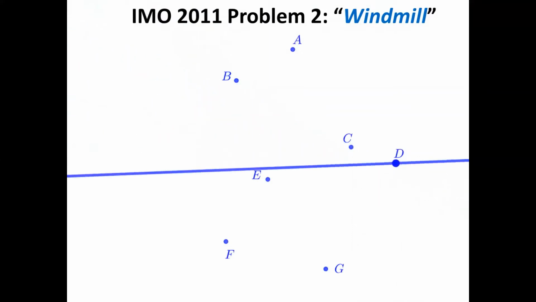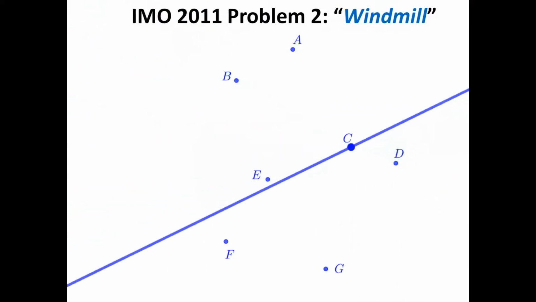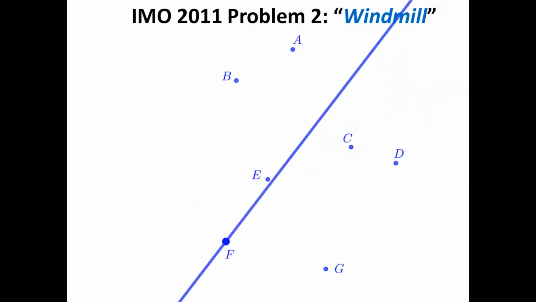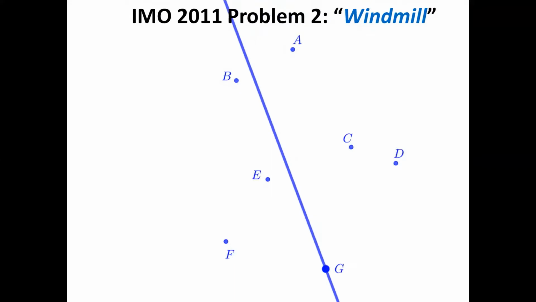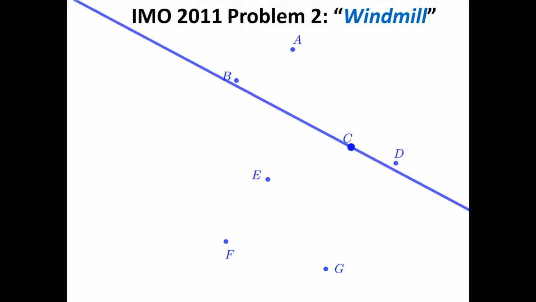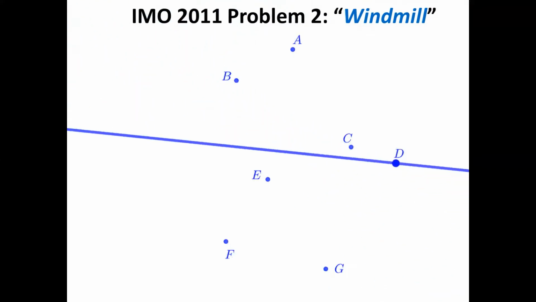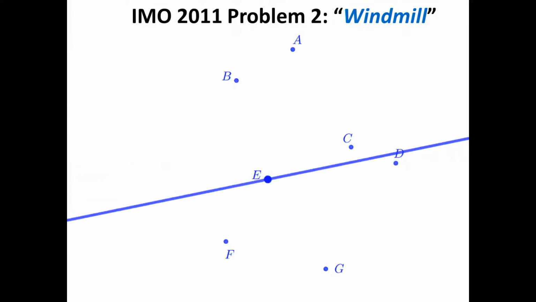Prove that no matter how we arrange the points, we can always choose a point and a line going through the point such that the resulting windmill will use every point as the pivot infinitely many times.